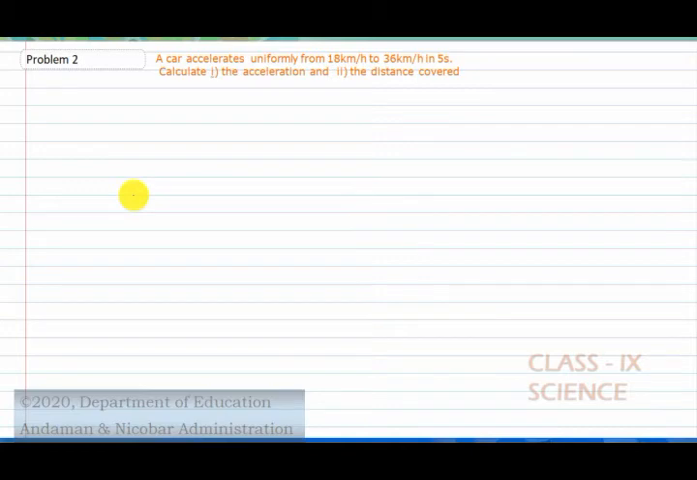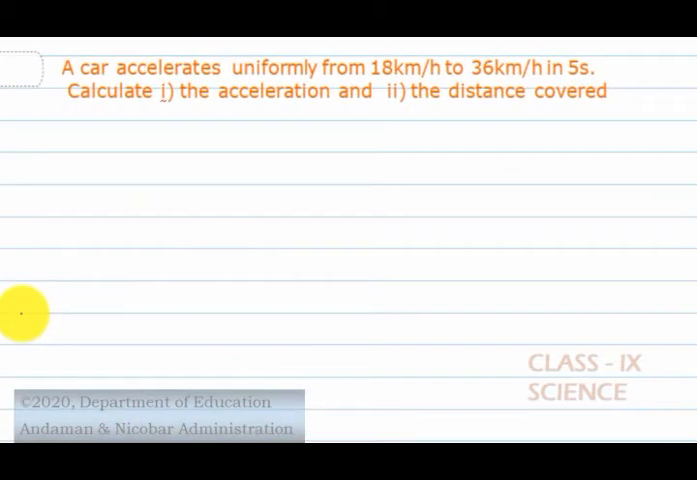Look at the question very carefully. A car accelerates uniformly from 18 km per hour to 36 km per hour in 5 seconds. Now you have to calculate, number 1, the acceleration, secondly the distance covered. Children, whatever the physical quantities given, that has to be written, as you know well. So firstly, a car accelerates uniformly from 18 km per hour to 36 km per hour in 5 seconds.